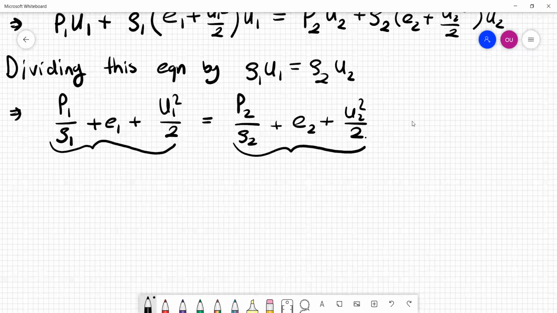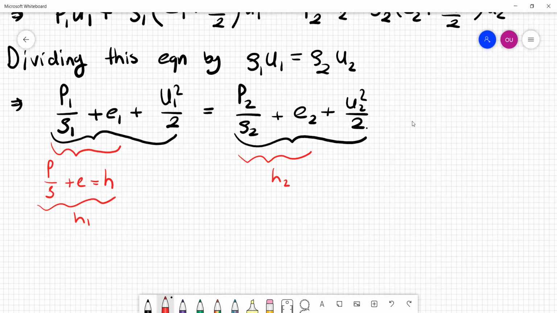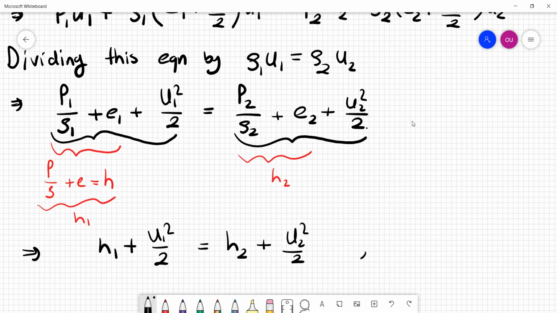And what else? We can remember, of course, these two terms. Let's use red color. These two terms, P over rho plus E, in general is the definition of enthalpy. So basically this is H1, and therefore we have also H2, static enthalpy, that is. Therefore H1 plus U1 square over 2 must be equal to H2 plus U2 square over 2. We do know that H1 for a calorically perfect gas is equal to Cp times T1, and H2 is equal to Cp times T2. You can see where this is going. Now, this also implies a relation for the static temperature change across the shock wave as well.